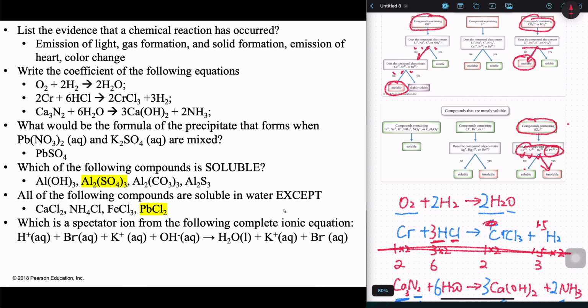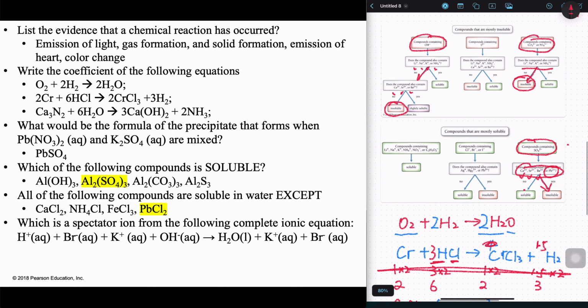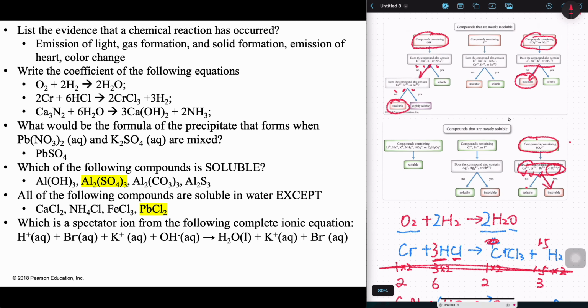Okay. Next question. All of the following compounds are soluble in water except. Basically, this is the same. We are just applying the same strategy, so try to solve this question yourself by reading this diagram.